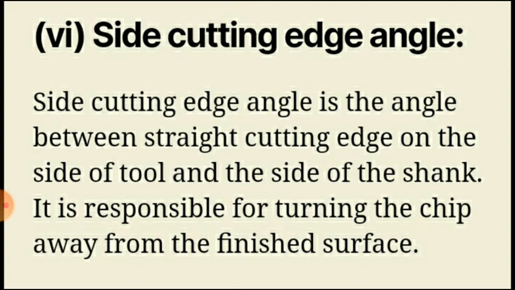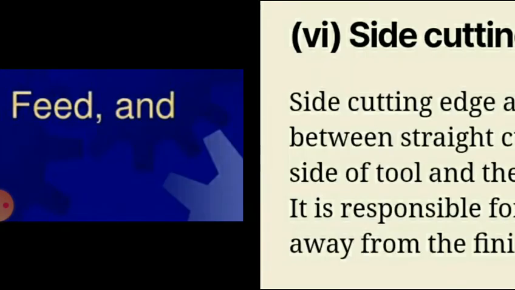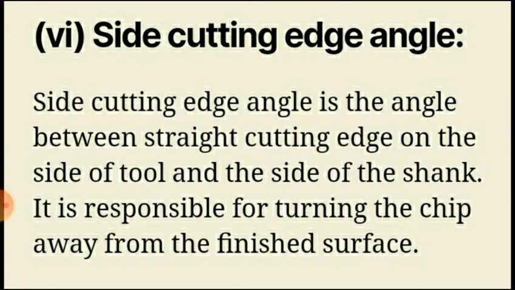The side cutting edge angle is also called the lead angle. It is the angle between the side cutting edge and the side of the tool shank. It is the angle which prevents interference as the tool enters the work material. Due to that angle, the tool contacts the work first behind the tip. This angle affects the tool life and surface finish. So these are the various angles provided on a single point cutting tool. This is regarding the nomenclature of the single point cutting tool.